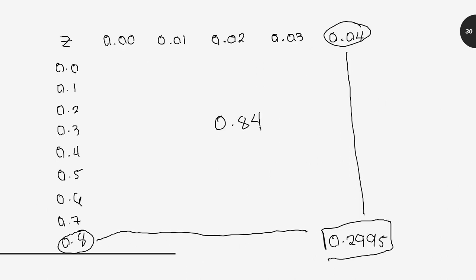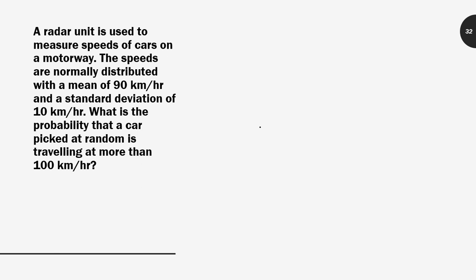Okay, wala naman. Okay, another one. A radar unit is used to measure speeds of cars on a motorway. The speeds are normally distributed with a mean of 90 km per hour and a standard deviation of 10 km per hour. What is the probability that a car picked at random is traveling at more than 100 km per hour? Okay? So, unang gagawin is isulat ang given.